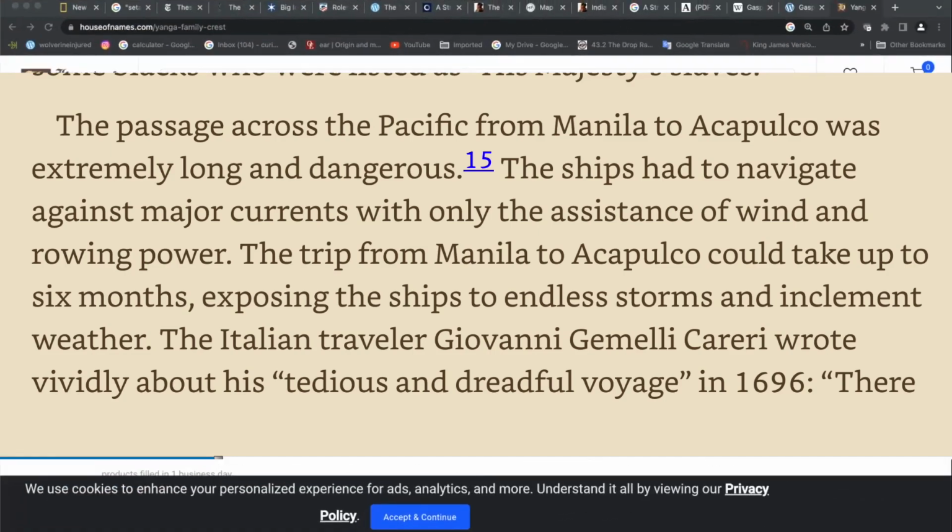The passage across the Pacific from Manila to Acapulco was extremely long and dangerous. The ships had to navigate against major currents with only the assistance of wind and rowing power. The trip from Manila to Acapulco could take up to 6 months, exposing the ships to endless storms and inclement weather. The Italian traveler Giovanni Gemelli Carreri wrote vividly about his tedious and dreadful voyage in 1696.